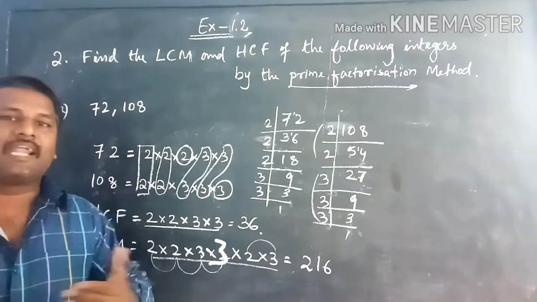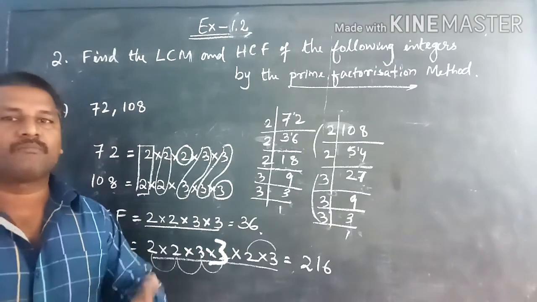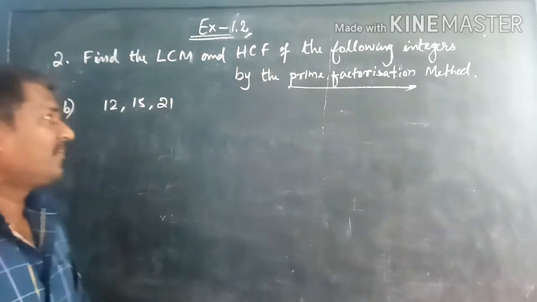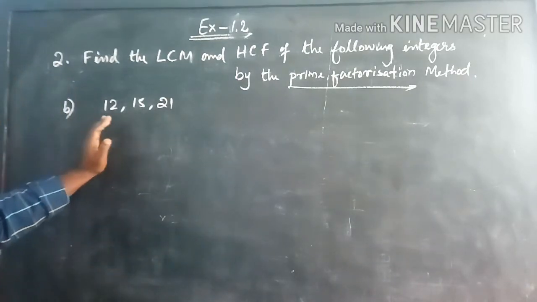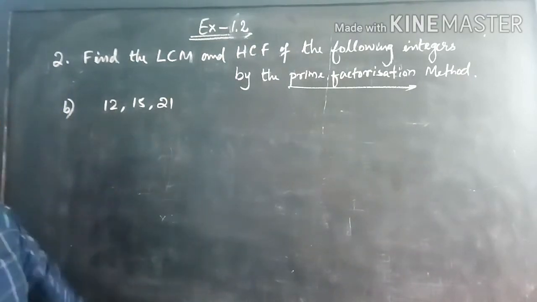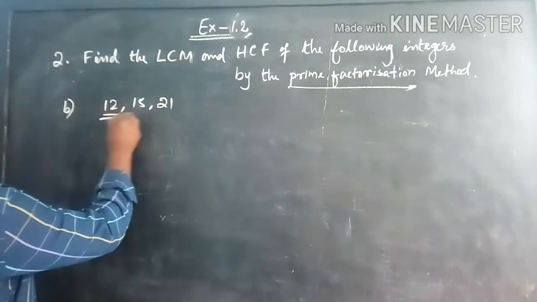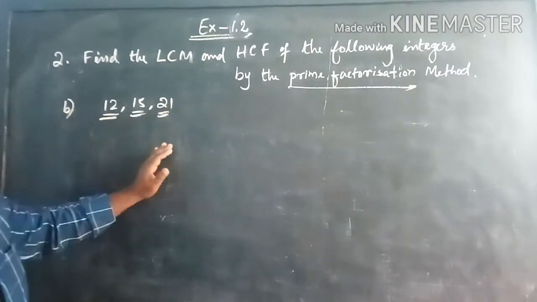How can you find the LCM and HCF of three numbers? Whenever they ask you to find the HCF and LCM of three given numbers, how do you do it? Just now you discussed how to find HCF and LCM of two numbers. If the numbers are given as three numbers, then how can you find them?